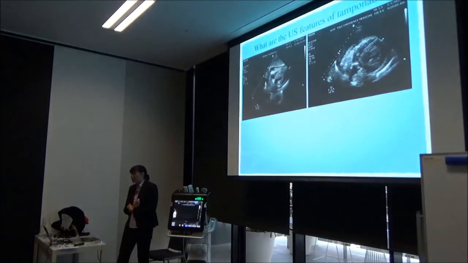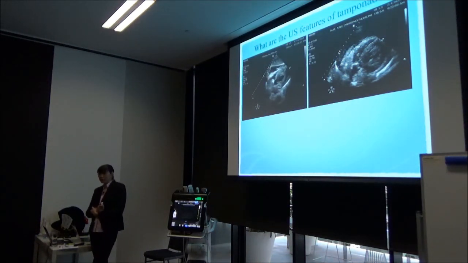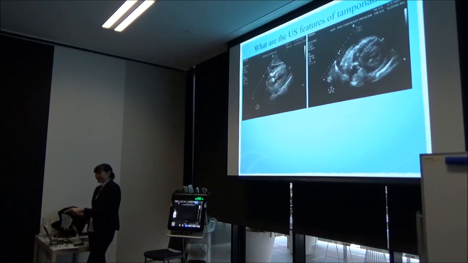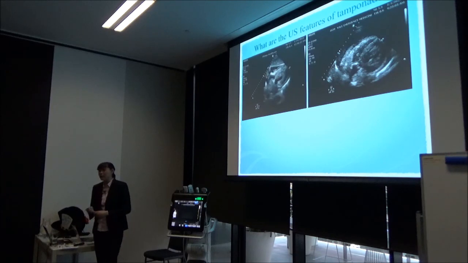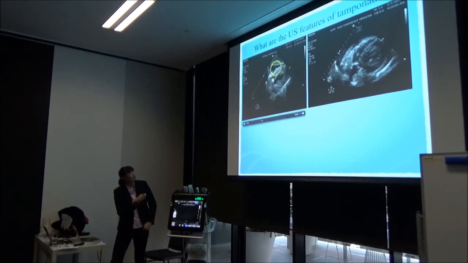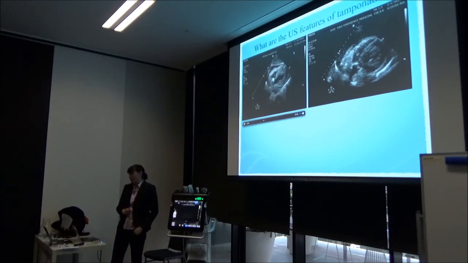What are the features of tamponade again? What are you mainly looking for? Okay, so RV diastolic collapse is one of the first signs. The second sign becomes RA systolic and RV systolic and diastolic collapse. So really, we're looking for the RV free wall to collapse during diastole.